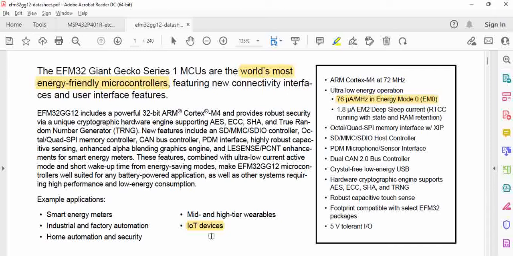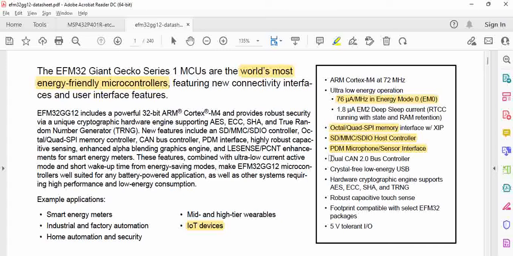Now if you look at the features, it has octal quad SPI, which is common among microcontrollers, and an SDMMC SDIO host controller, which can be used to interface an SD card. We talked about the PDM microphone sensor interface when we discussed the board in the first video. This is a microphone interfaced with a PDM interface. And then it has dual CAN 2.0.